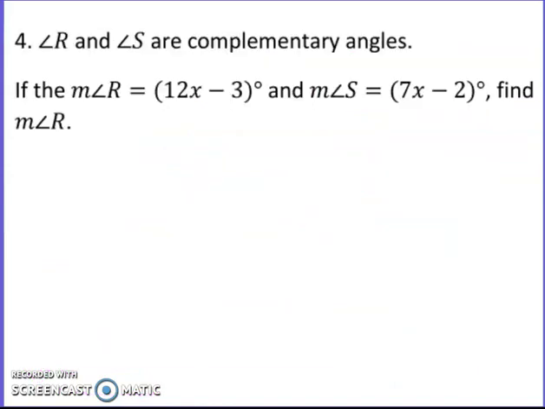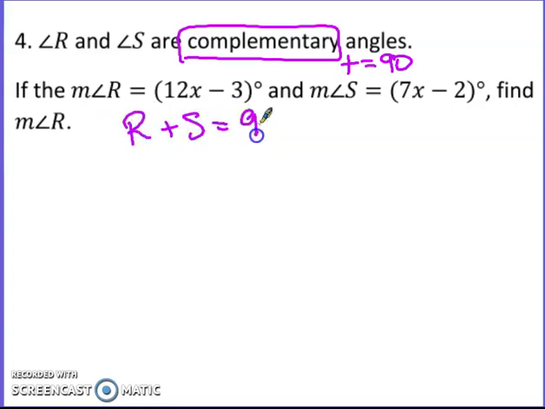Angle R and angle S are complementary. If the measure of angle R is 12x minus 3 and the measure of angle S is 7x minus 2, find the measure of angle R. Now, this is where vocab is super important. We need to make sure we have that vocab down, because here we have complementary. Keep in mind, complementary adds to equal 90 degrees. So that tells me R plus S equals 90.